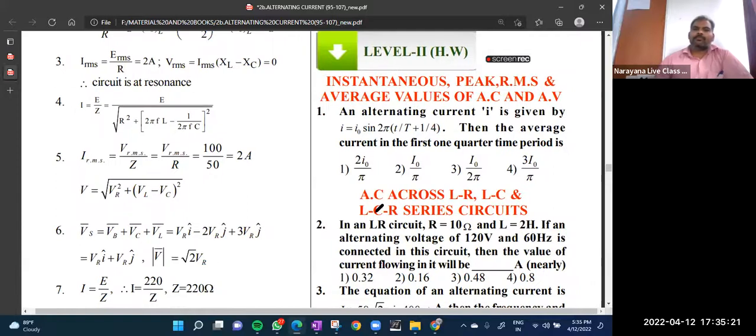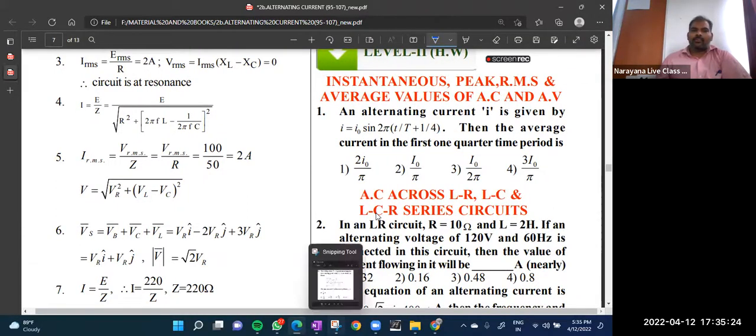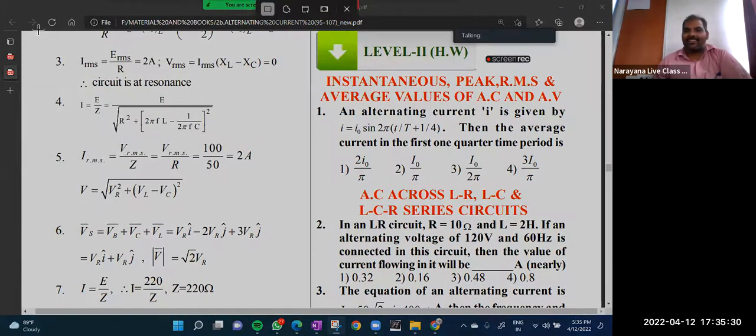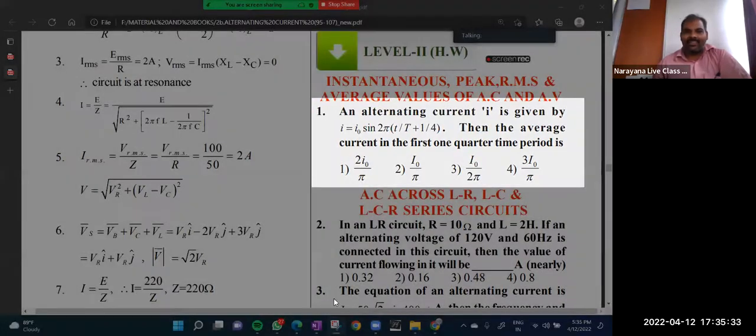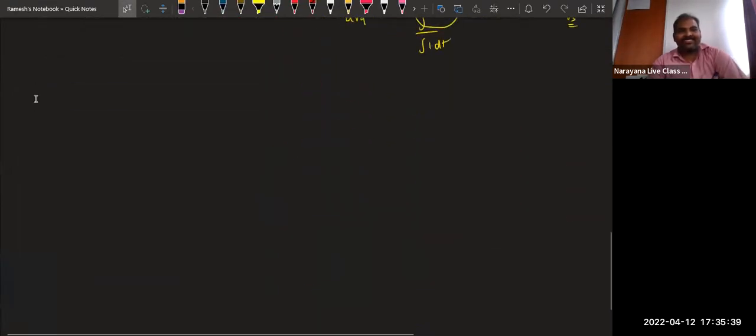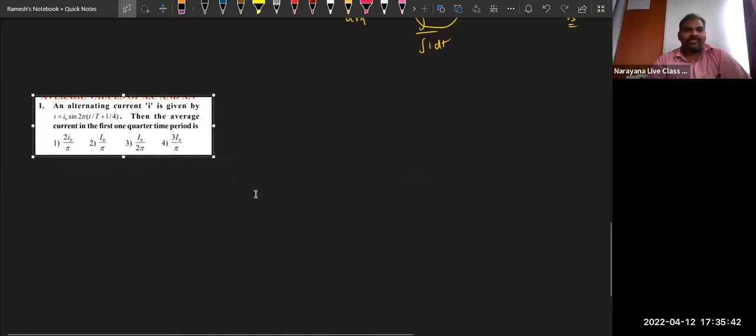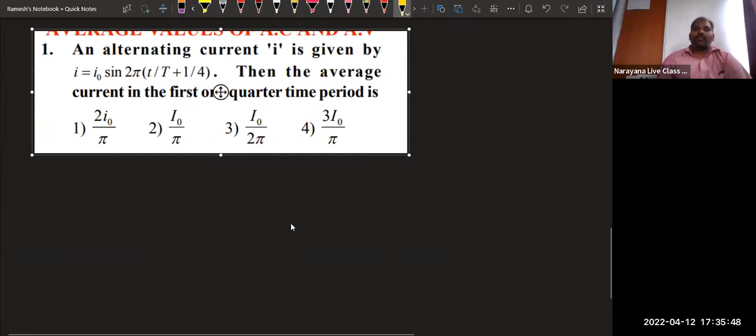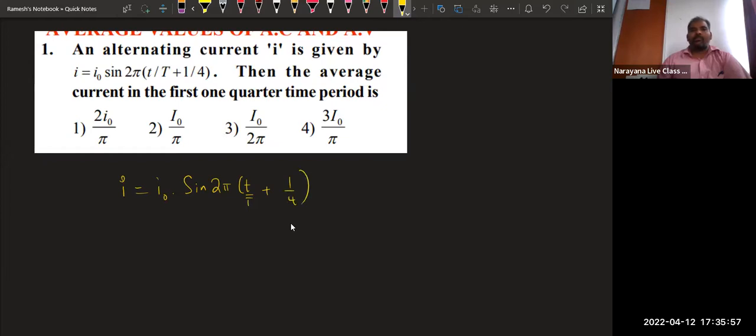Question number 1. So an alternating current I ampere is given as I is equal to I naught into sine of 2 pi into small t by capital T plus 1 by 4. Then you have to find the average current in the first one quarter time period.